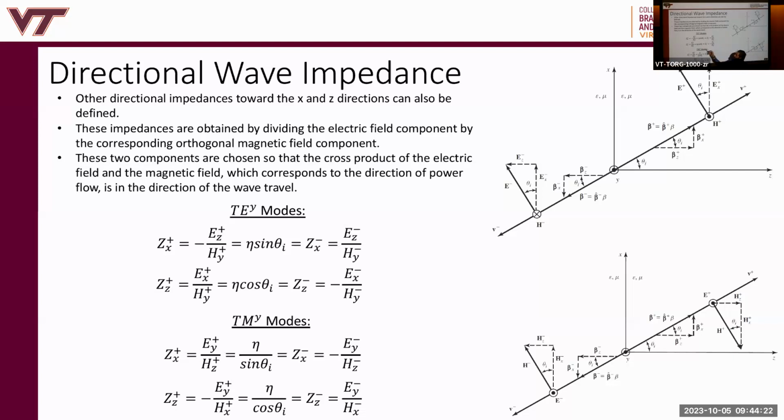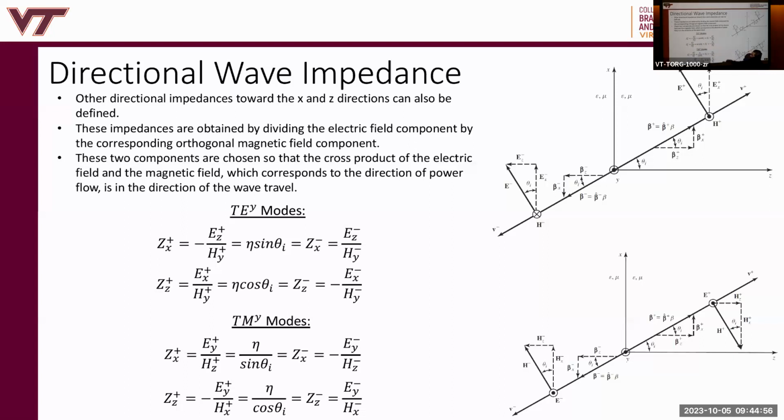But the other one is only going to have part of that component, right? Because we're talking about only the Z part. So let's see, TE to Y modes. This one is TE to Y, right? So we're talking about only the Z component of E and all of H, because H is in and out of the board, in the Y direction. So ZX, the wave impedance with respect to the X axis for the forward traveling wave, is minus EZ over HY.